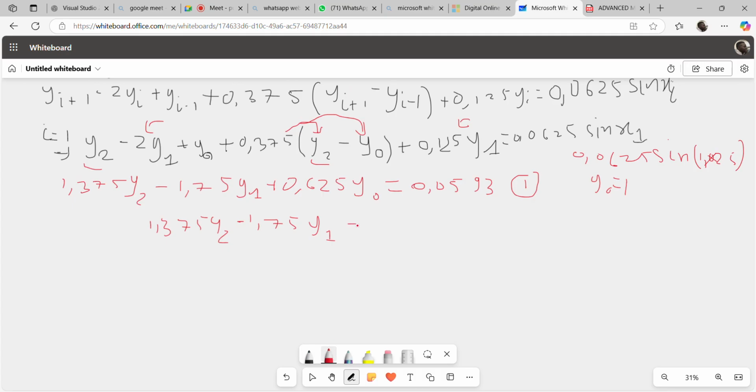What's happening here, Tsunzuka, is, remember, you can bring this guy to the other side so that you have your unknowns on the left and the values on the right. So basically what you'll be having is 0.0593 minus 0.625. So you're going to get a negative answer here. What is the answer? Remember, this guy is moving to the other side, so it's going to be negative.